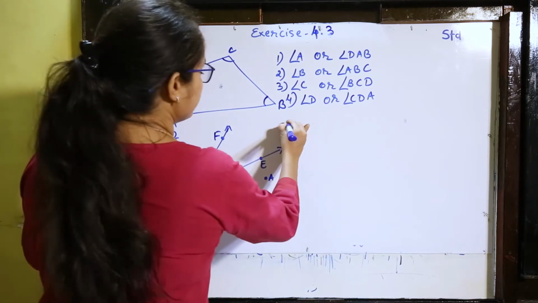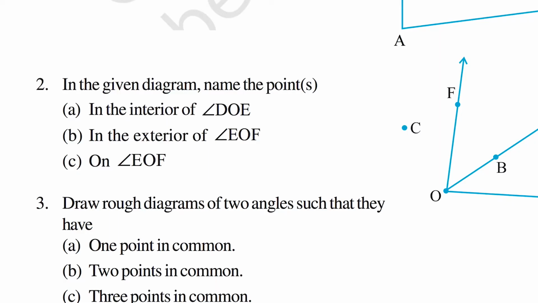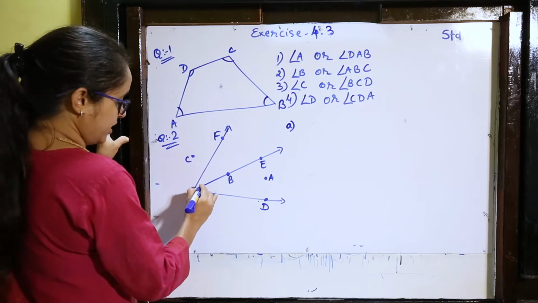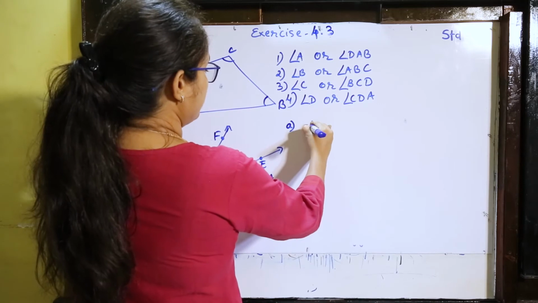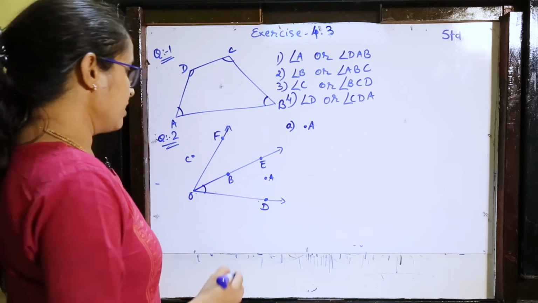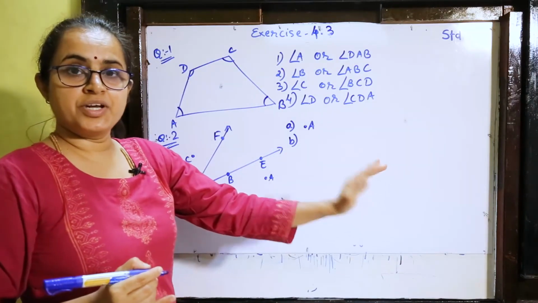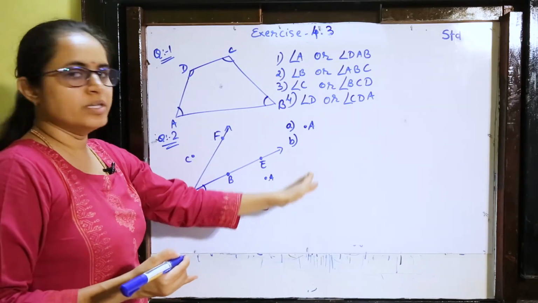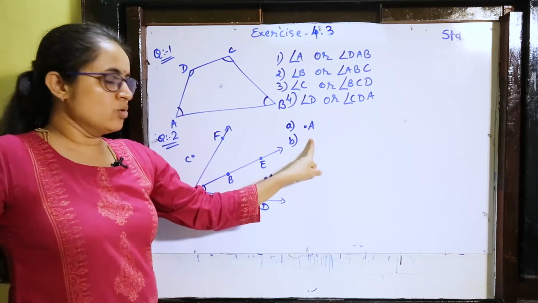Now in that, A is given to you. What is A? Points which are in the interior of angle DOE. So angle DOE is this, and which point is in the interior? Point A. So please write down point A. Please write the whole question first and then write the answer. Do not just copy down the answer from my board.